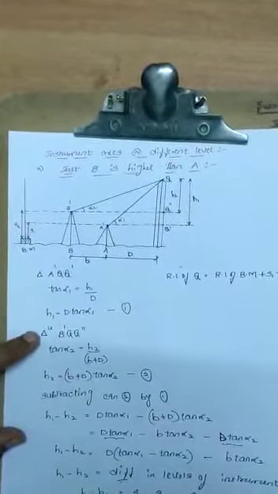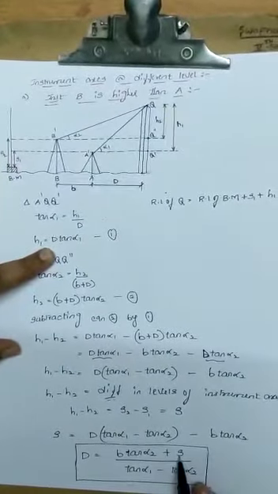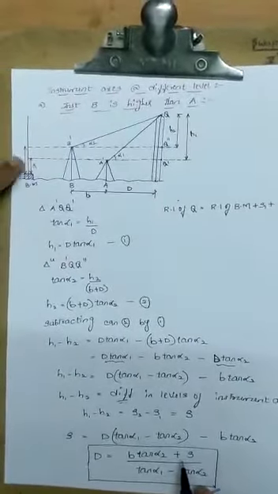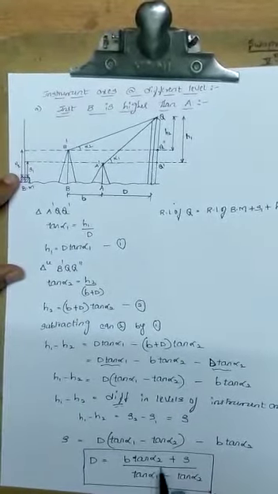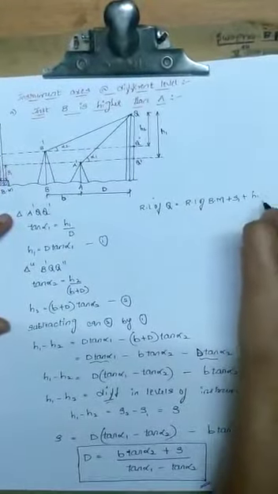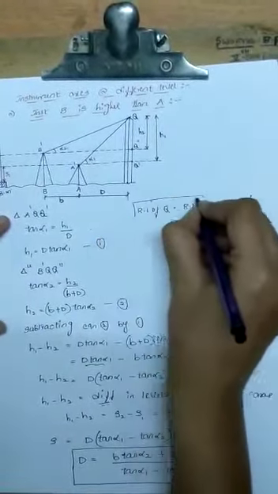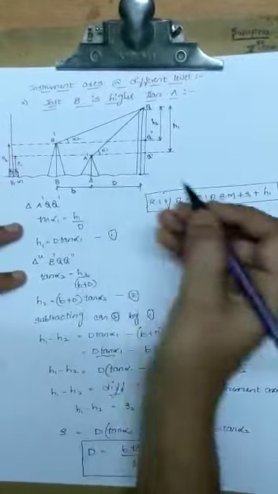d is what? Substitute the d value in this equation, that is b tan alpha 2 plus S. S is the difference of the two staff readings, whichever is higher, you subtract it. The value you get, S, divided by tan alpha 1 minus tan alpha 2. This is the equation to calculate the RL of Q when the instrument is at point A.